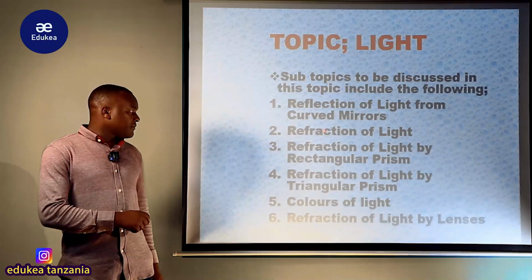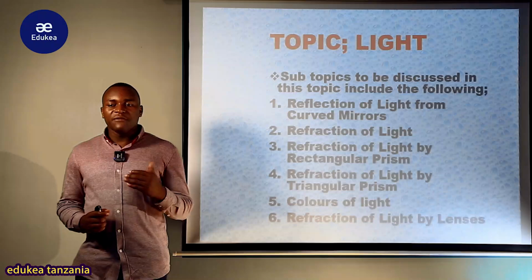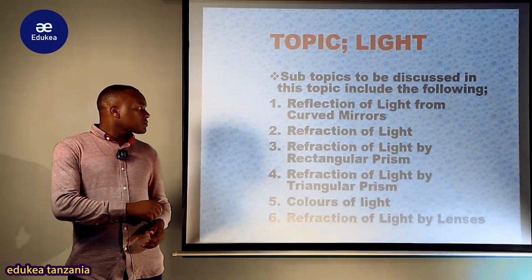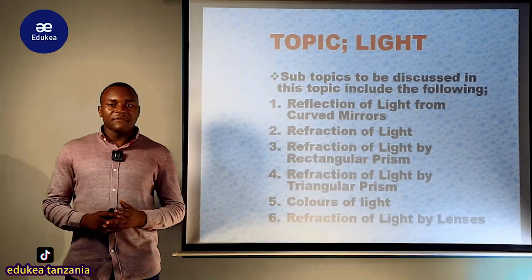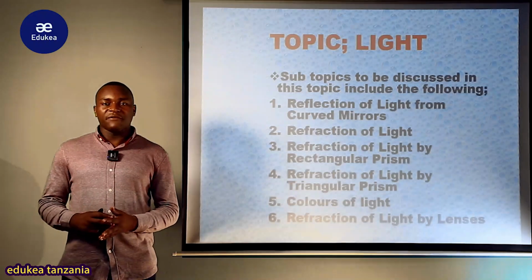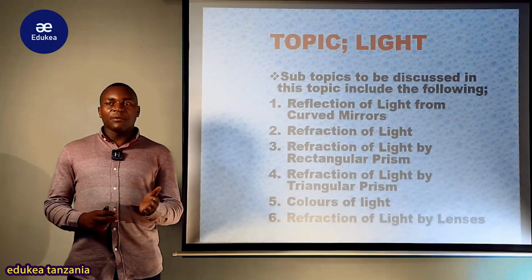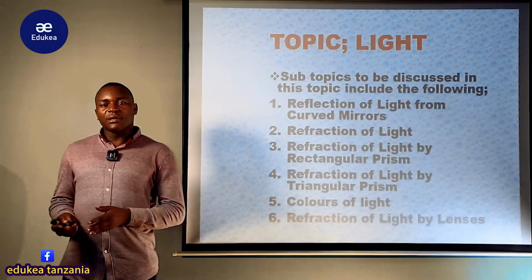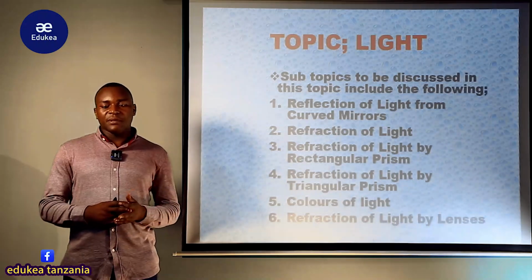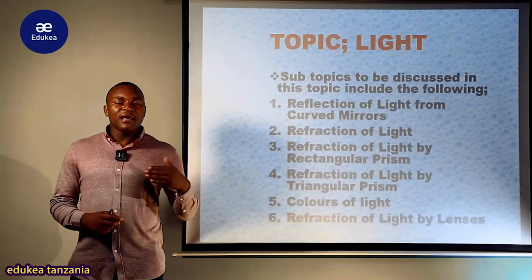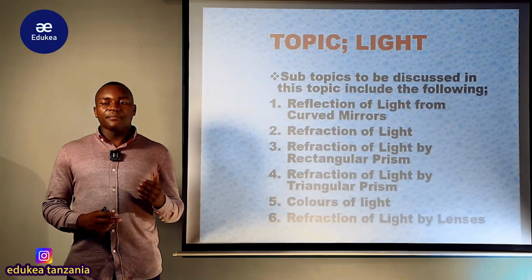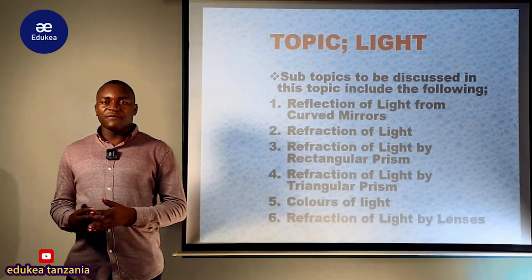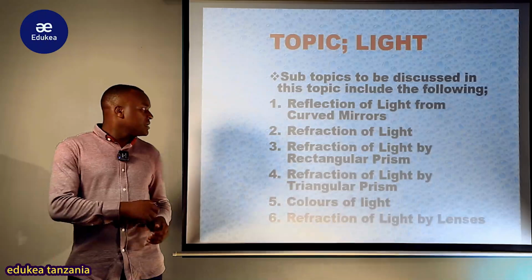But also tukajifunza refraction of light. Tulijifunza refraction of light na tukaona kwa namna gani a light can be refracted. Tukasema kwamba a light is being refracted inapokutana na barrier au inapo travel from one media to another media, ina change its speed au ina change its velocity. Kwa nini ina change its speed or velocity? Ni kwa sababu every material iko na optical density za tofauti tofauti. That's why the speed of the light inakuwa ina change.